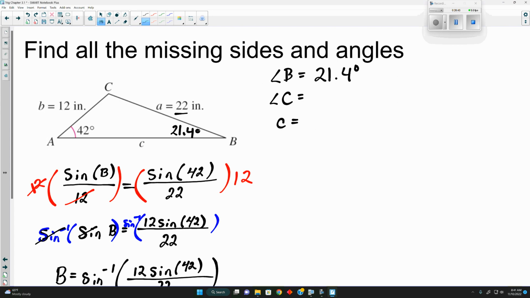I have 2 angles, yes? Any 3 angles in a triangle will always add together to be 180. So I can say 42 plus 21.4, which is going to be 63.4, and subtract it from 180. And again, we could do this in a calculator.